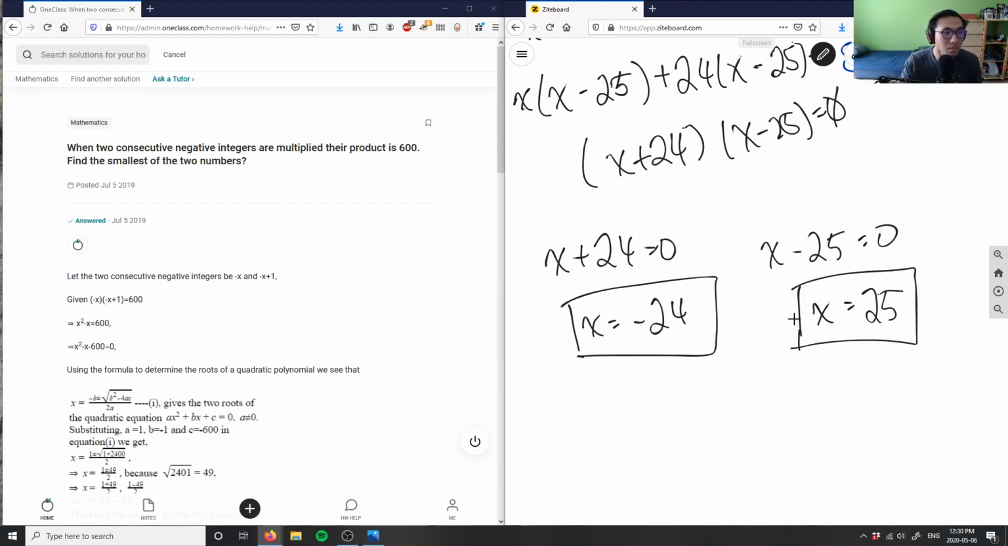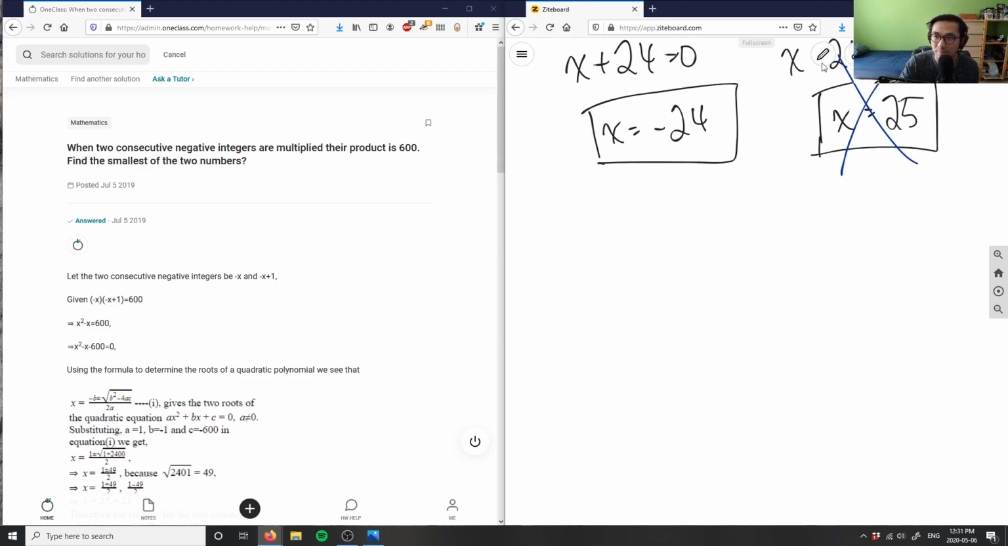However, one of these solutions is wrong. Let's go back to our problem. It says two consecutive negative integers are multiplied, their product is 600. In this case, one of these is not a negative number, and I only care about negative numbers here, so this is a wrong answer. I can reject it and say that x equals negative 24 is my correct answer.